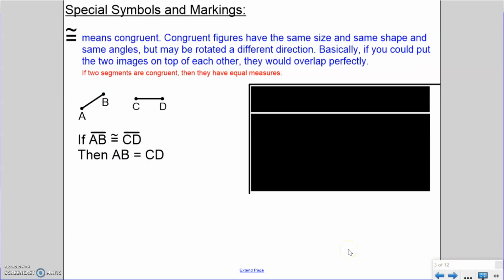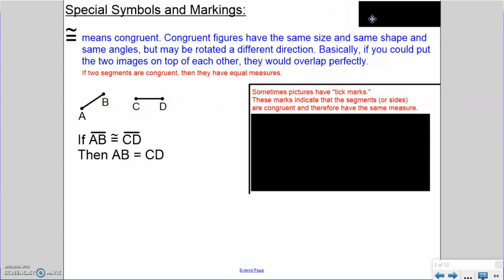All right, another special symbol or marking. If you see this equal sign with the tilde on top, that means congruent. Congruent figures always have the same size and same shape and same angles, but may be rotated in a different direction. But basically, if you could put the two images on top of each other, they would overlap perfectly. So for segments, if two segments are congruent, then they have equal measures. So here, if I say segment AB is congruent to segment CD, then the measure of AB is equal to the measure of CD. And if I could drag this over and kind of turn it downwards, it would overlap perfectly.